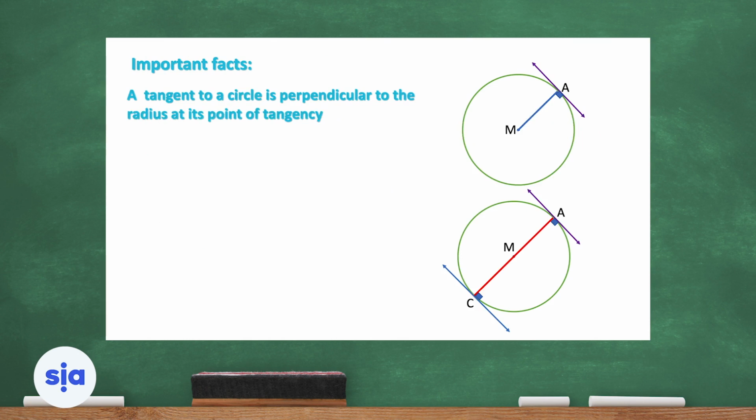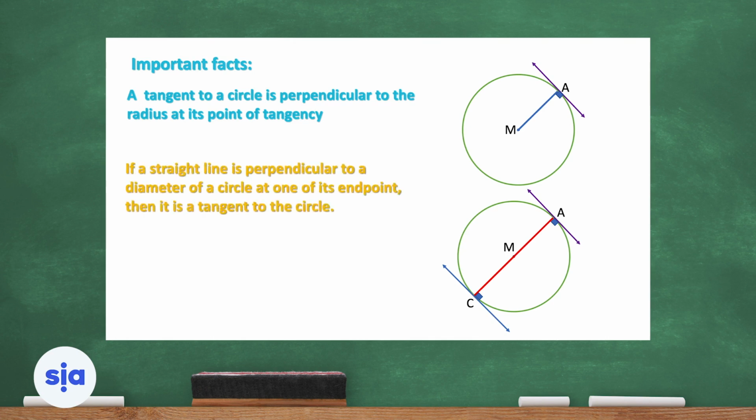A tangent to a circle is perpendicular to the radius at its point of tangency. Any tangent, when it meets the circle at the point of tangency, forms a right angle. So we say they are perpendicular to each other.